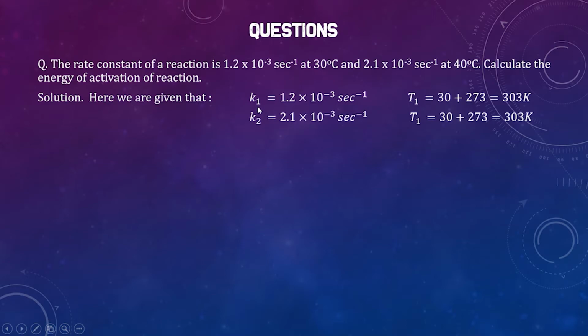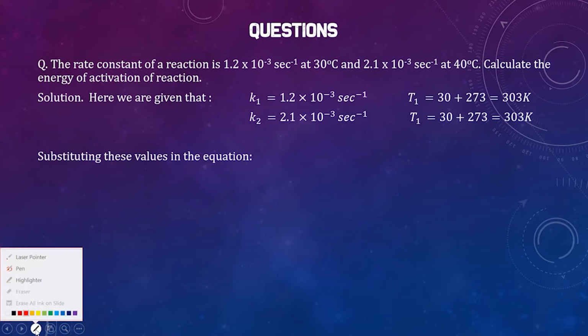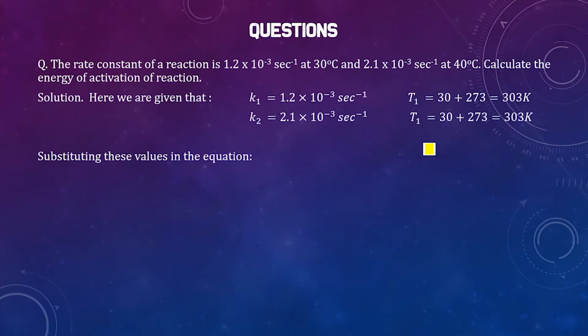Here we are given K1 is equal to 1.2 into 10 to the minus 3 per second, and the temperature is 30 degrees. So I have converted it into Kelvin. Similarly K2 is given here, and T1 is given over here, 30 degrees. Sorry, it should be 40 now. Here it is 40. So obviously it will be 313 Kelvin.